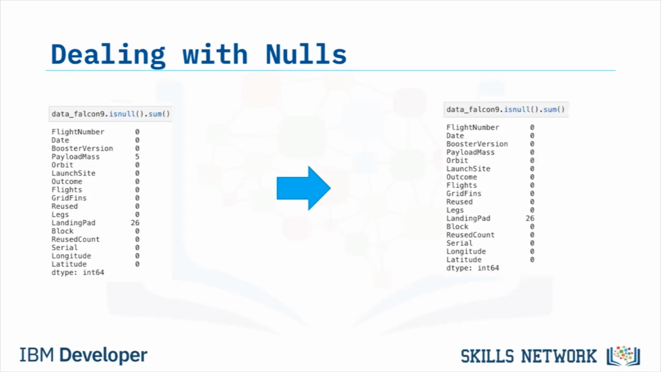We will leave the column landing pad with null values as it is represented when a landing pad is not used. This will be dealt with when using one-hot encoding later on.